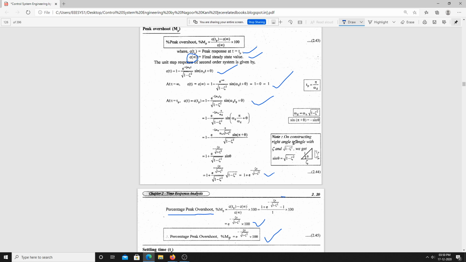Please everyone look at the expression for the peak overshoot. A simple mathematical analysis we are supposed to carry on here. If any doubts, you can ask me.